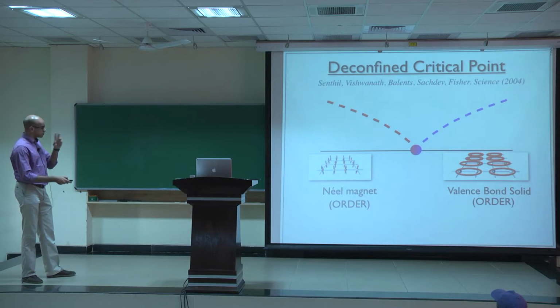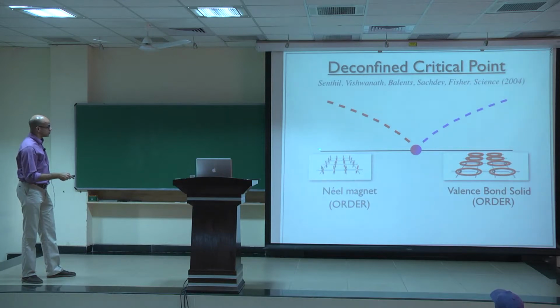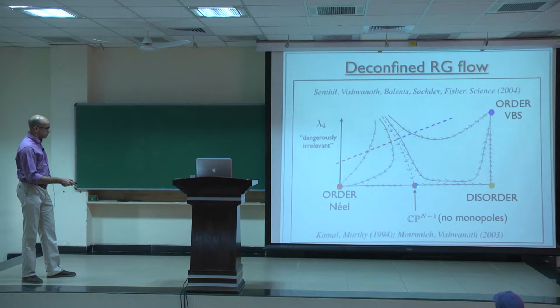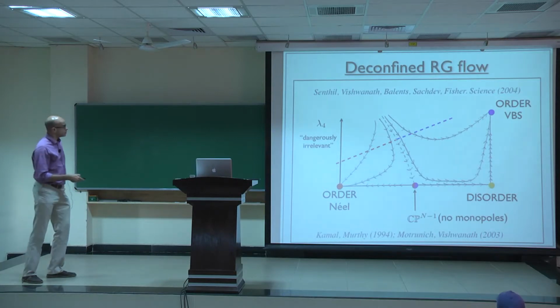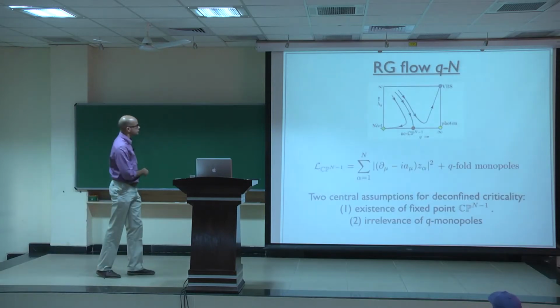So this is part of my introduction to my work. This is the classic work of Senthil from 2004. This is how you can get a phase transition between these two ordered phases, and this is how this CP^N field theory emerges in this lattice model of spins.